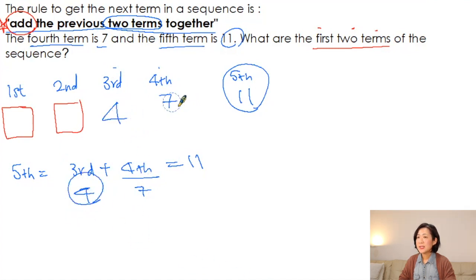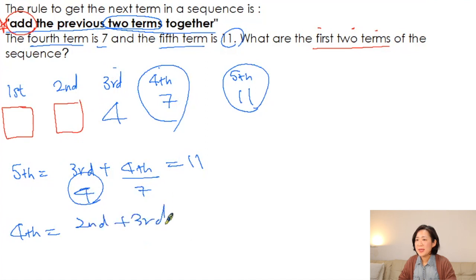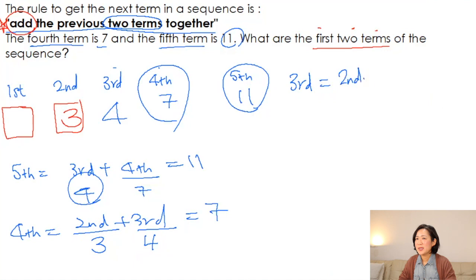Now let's focus on our fourth term. To find the fourth term, your third term is 4, then it makes 7, so your missing number, the second term, is 3. Well done. Now we're almost done, right? Let's focus on our third term. The third term is adding up the first term and second term. 3 plus the missing number gives you 4. So finally we find our first number, that is 1. Then the answer for the question is 1 and 3.